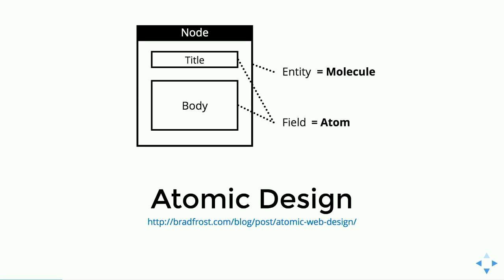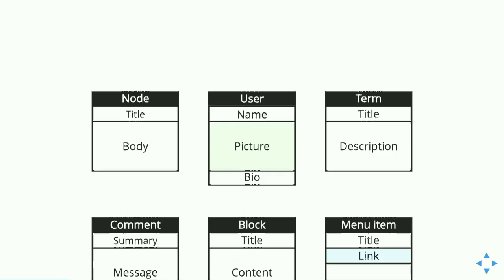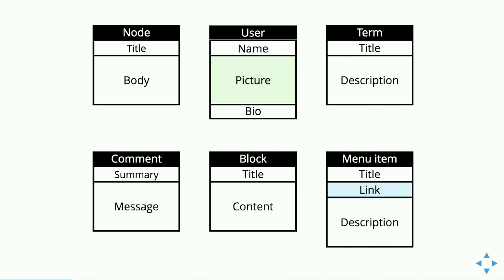I want to focus more on Drupal application of these principles and how we can use entity references to get the power of atomic design right in Drupal. We have built-in entities in Drupal, such as node, user, term, comment, block, menu item, and many others. All of them are really simple, and as you can see, they're pretty similar because they're just set of fields, nothing more.